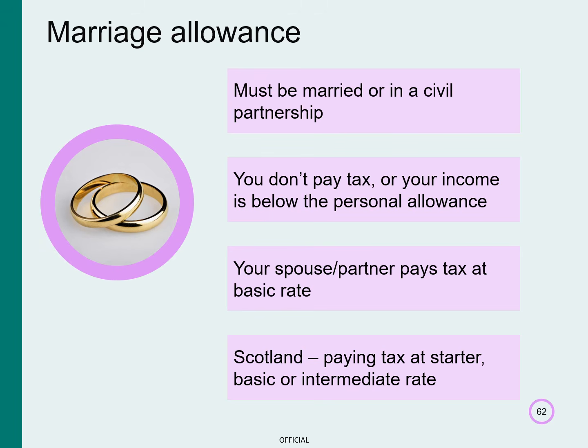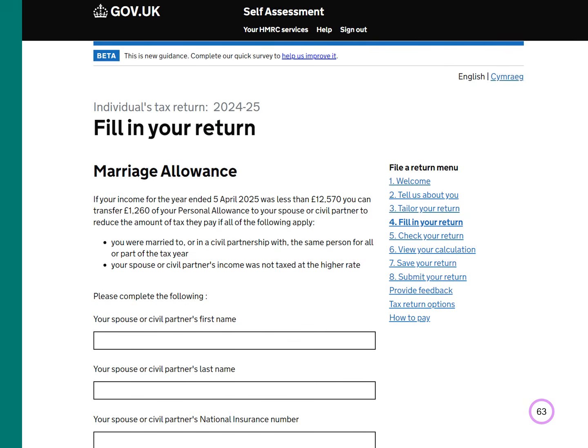Let's look at claiming marriage allowance on the tax return. This is the marriage allowance page you need to fill in to transfer the marriage allowance to your spouse or civil partner. If you are receiving the allowance, you don't enter anything on the tax return. If the transfer is already in place, the additional allowance will be included in your tax calculation. If it's not yet in place, your tax calculation will be amended once it is processed.